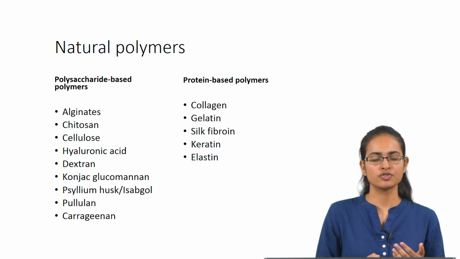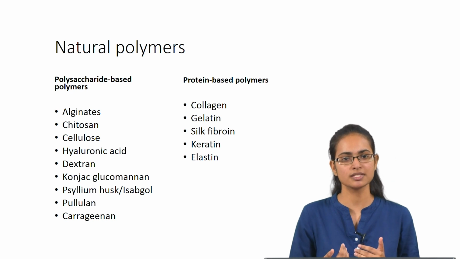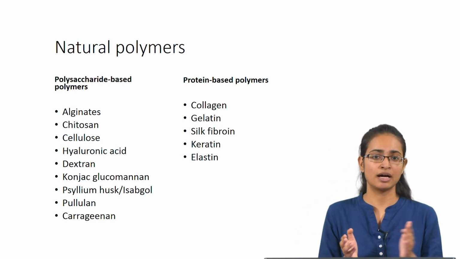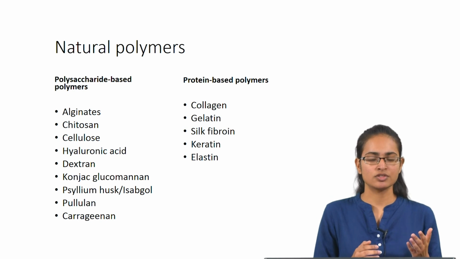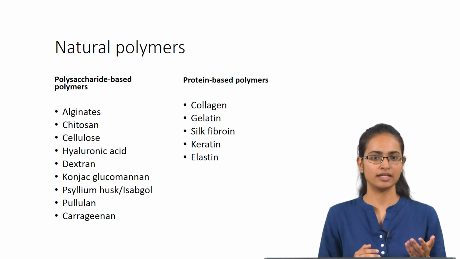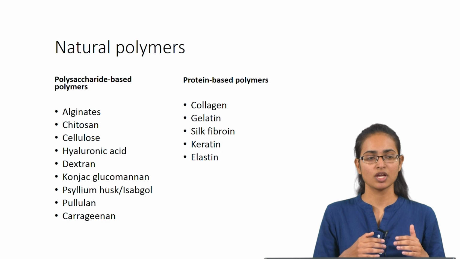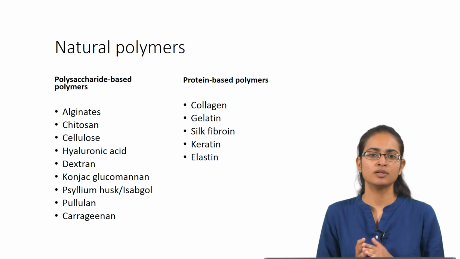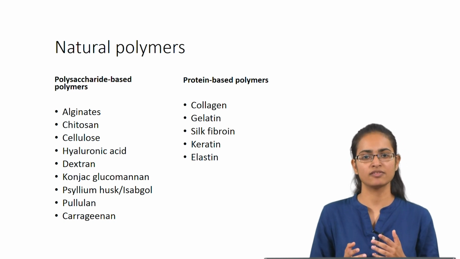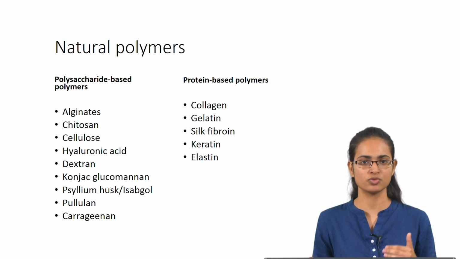Natural polymers that are used for skin tissue engineering can be polysaccharide based polymers or protein based polymers. These are some examples of natural polymers that are used for skin tissue engineering. This is however not an exhaustive list. Alginates, chitosan, cellulose, hyaluronic acid, dextran, pullulan, carrageenan, konjac glucomannan and isabgol are newer polymers that are being explored for skin tissue engineering. Protein based polymers such as collagen, gelatin, silk fibroin, keratin and elastin are also being explored. We will look at each one of them in detail.